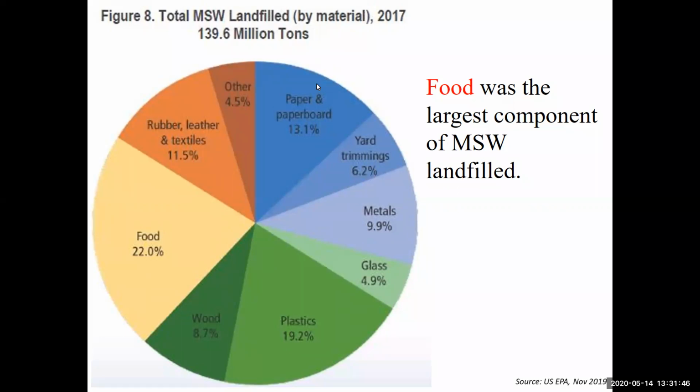Okay, so remember, we had a little bit over 52% of that generated municipal solid waste stream that was actually sent to the landfill. So this pie chart is showing us a breakdown by material of what actually went to the landfill. We can see that food waste made up the largest component that went to the landfill at 22%, followed by plastics. And then we have paper and paperboard as the third largest component that went to our landfill.